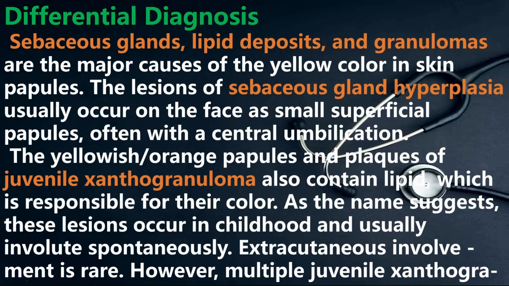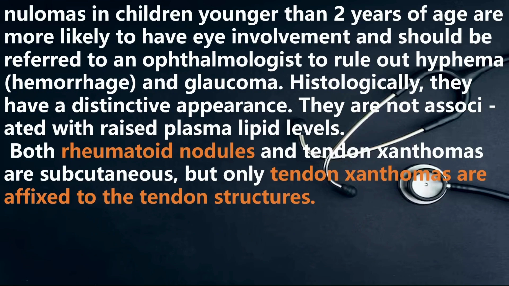Extracutaneous involvement is rare. However, multiple juvenile xanthogranulomas in children younger than 2 years of age are more likely to have eye involvement and should be referred to an ophthalmologist to rule out hyphema or hemorrhage and glaucoma. Histologically, they have a distinctive appearance. They are not associated with raised plasma lipid levels.